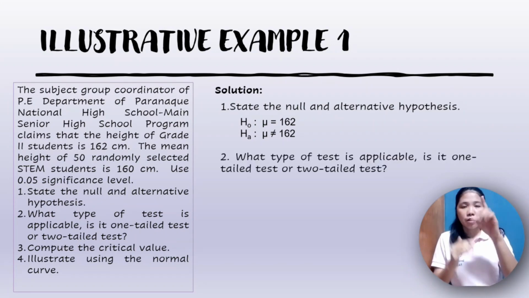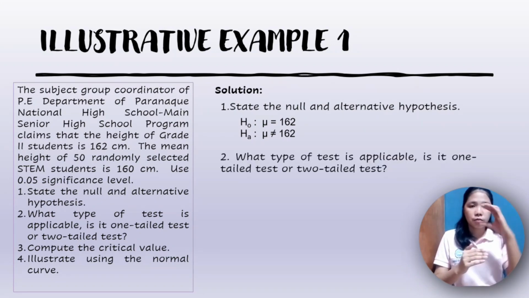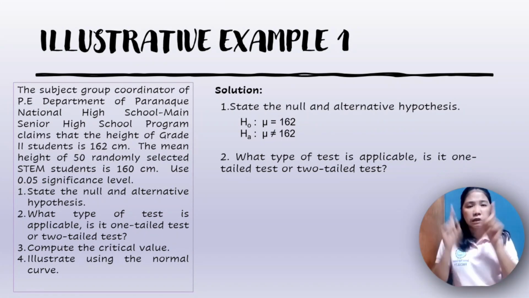Number 2, what type of test is applicable? Is it a one-tailed or two-tailed test? So take a look again at the symbols being used in the null and alternative hypothesis.